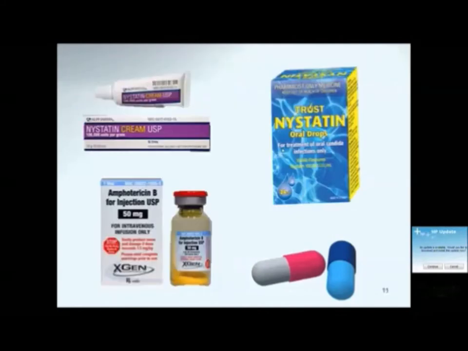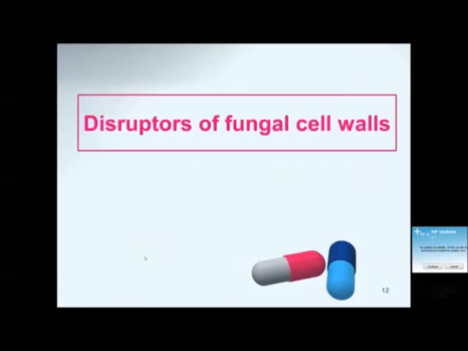I'll just show you some of the products available. You can see the nystatin cream, topical use, so that's okay. Nystatin oral drops, vanilla flavoured. These would be used to treat oral thrush, for example, but again not to be absorbed. And here's the amphotericin B for injection, and you wouldn't go there unless you really had to. So those two groups of drugs are the antifungals that operate by disrupting the fungal cell membrane.